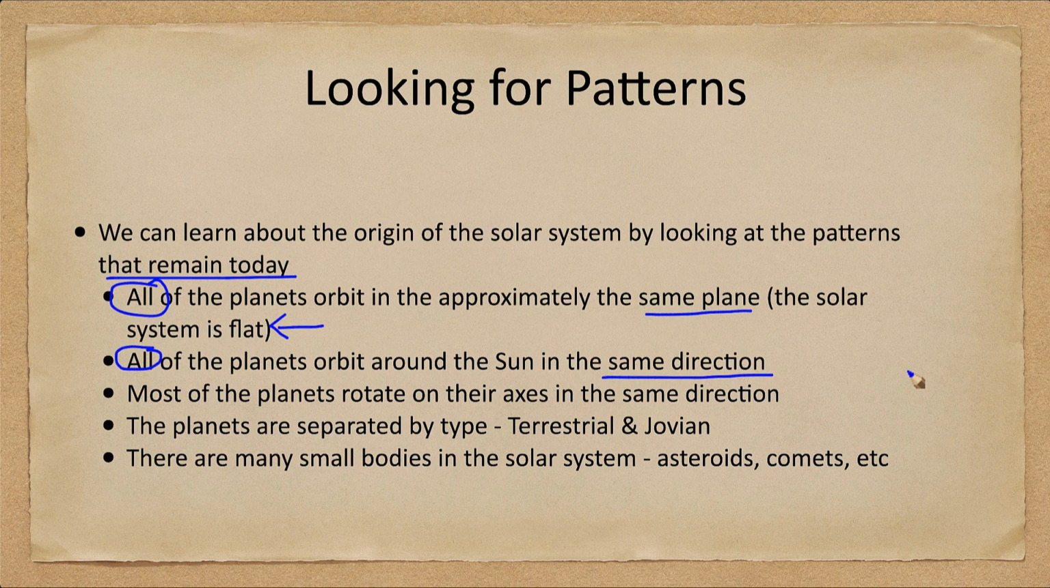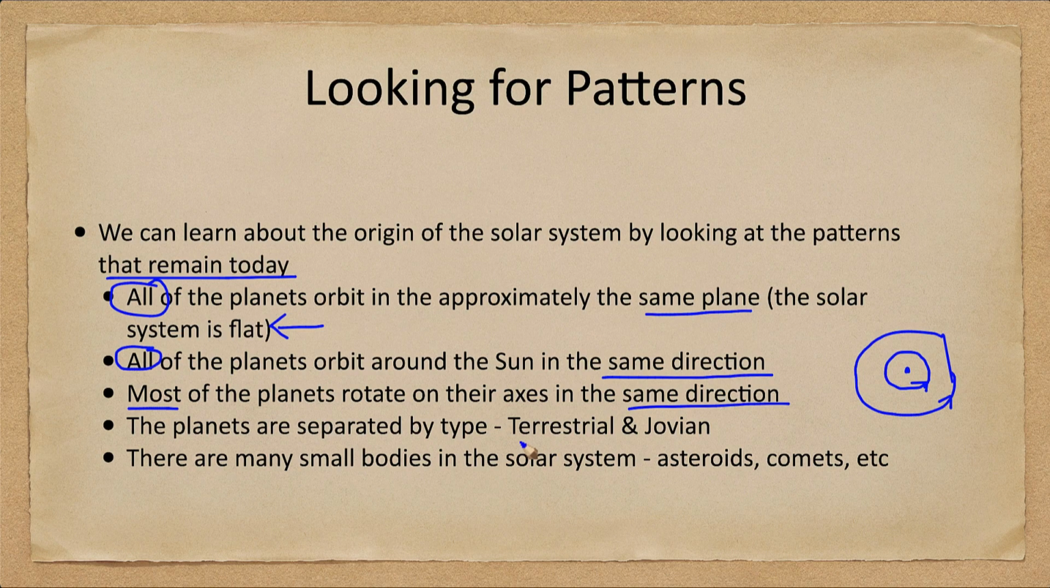All of the planets orbit around the sun in the same direction. So if you're looking down from above the sun, all of the planets go around the same direction, counterclockwise. We don't have any that go clockwise. So they all orbit in the same direction. Most of the planets rotate on their axes in that same direction. If you look down from the North Pole of any planet, with a couple of exceptions, you will see that they are rotating in the same direction.